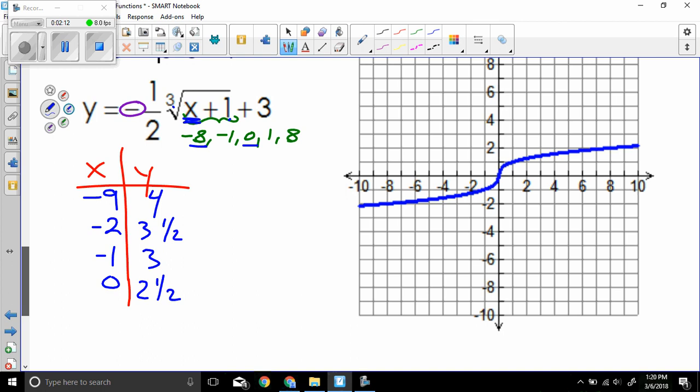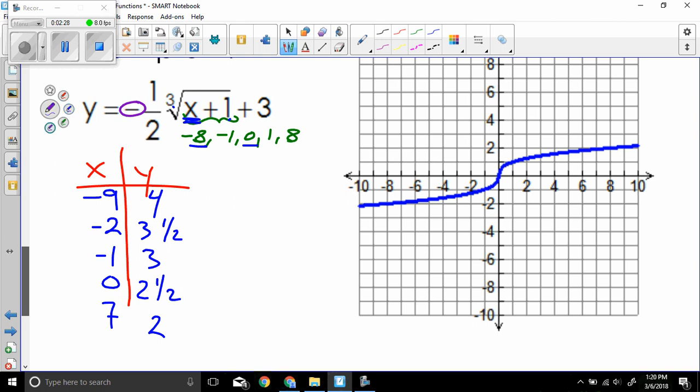And finally, how do I get an 8? Well, I would need a 7. 7 plus 1 is 8. Cube root of 8 is 2. Half of 2 is 1. Times that negative is negative 1. Plus 3 is 2. So now I have these points.